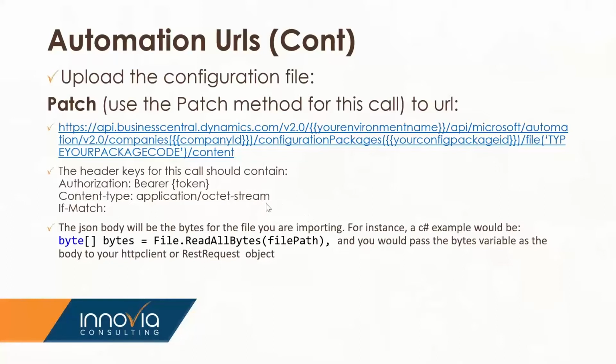Okay. And this patch, again, this is to upload our file. And the header is going to be, again, authorization, bearer, token, content type this time will be application octet stream. And you'll need an if match. And it didn't come through on my PowerPoint here, but that's a wildcard character. It's supposed to be a wildcard character in your if match. And I'll show you that more when we get to Postman. The JSON body is going to be the actual bytes of your file.